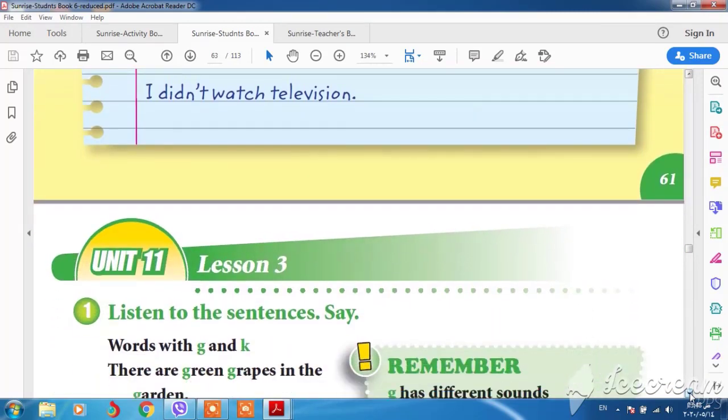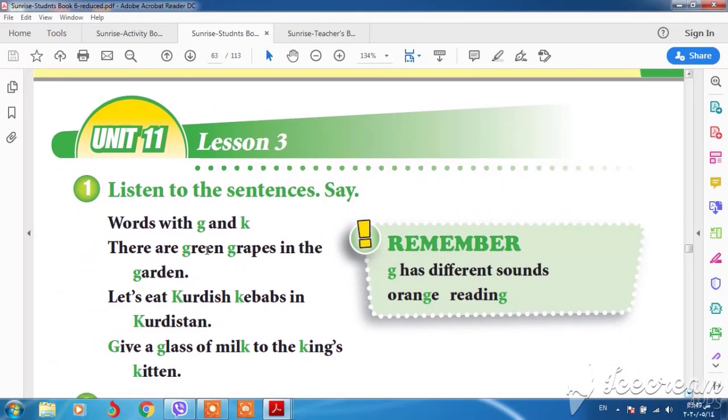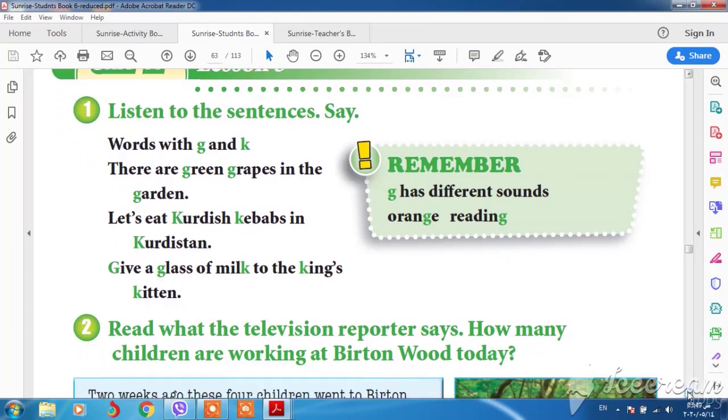Okay, and also in lesson 3 we have some sounds, words with ge and ke. There are green grapes in the garden. Let's eat Kurdish kebabs in Kurdistan. Give a glass of milk to the king's kitchen. We have ge with different sounds, and we have orange. Sometimes ge has different sounds, j and ge. Okay, pay attention.